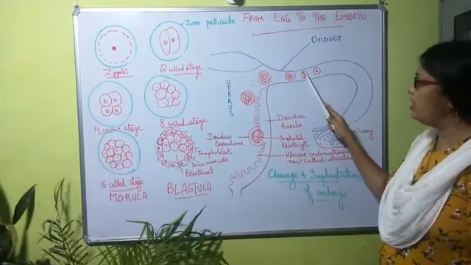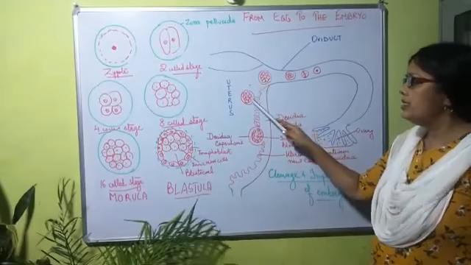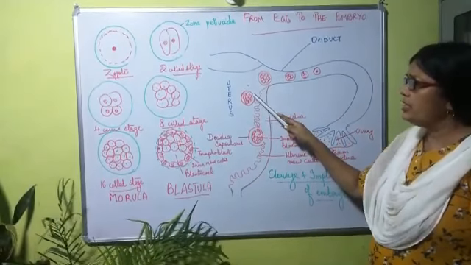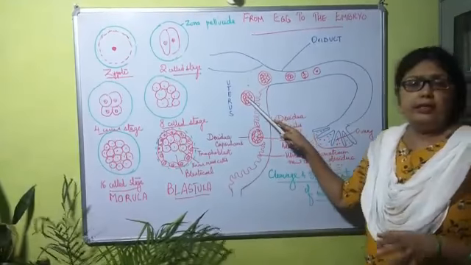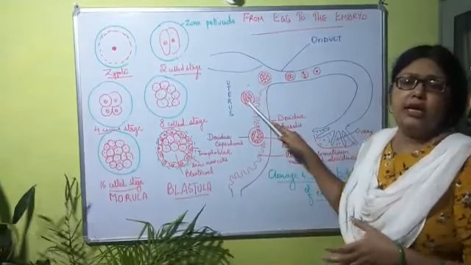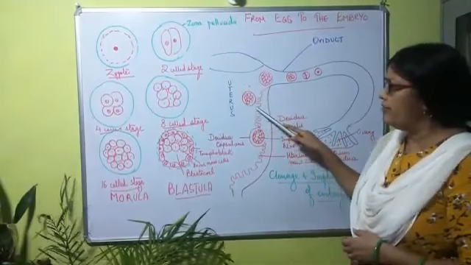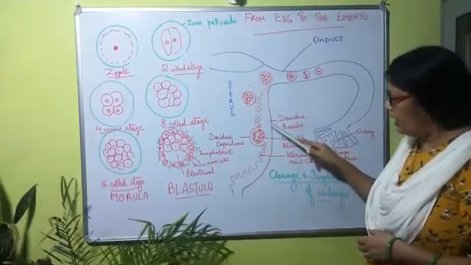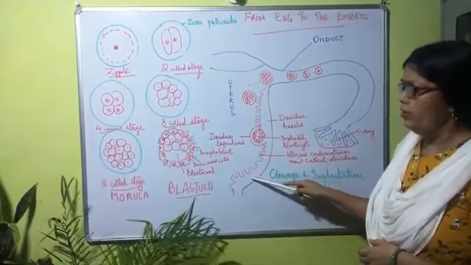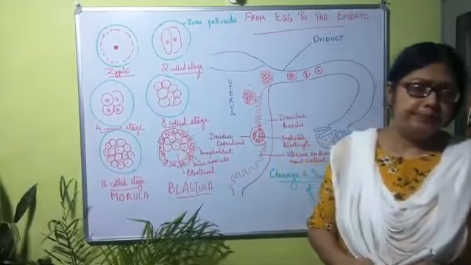Then cleavage takes place: 2 cell, 3 cell, 4 cell, 8 cell, 16 cell stage. At the 16 cell stage it reaches into the uterus, and at this morula stage it floats for about 2 days in the uterus, and finally on the 7th day gets implanted in the endometrial lining of the uterus. So this stage is known as morula.